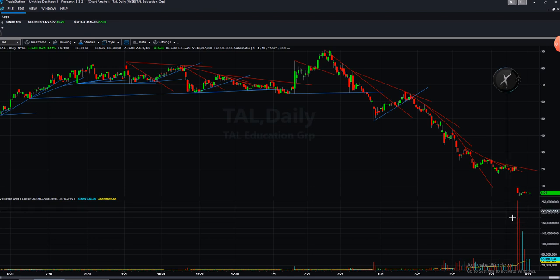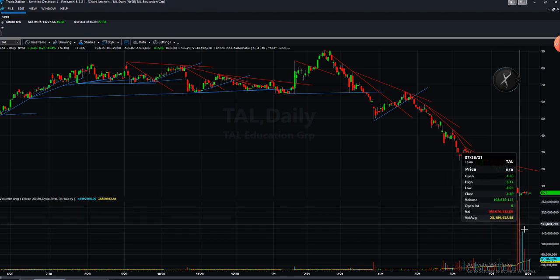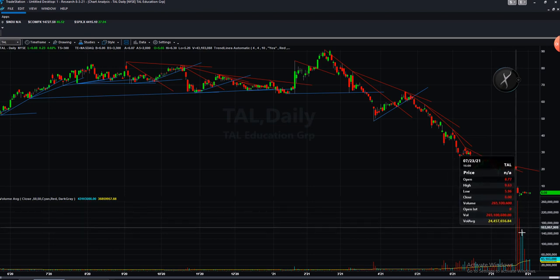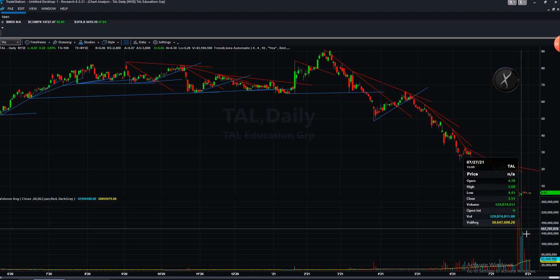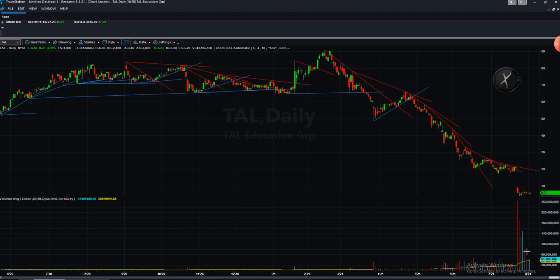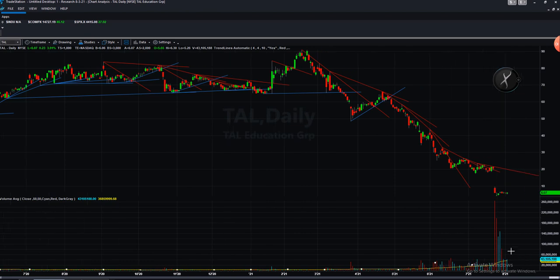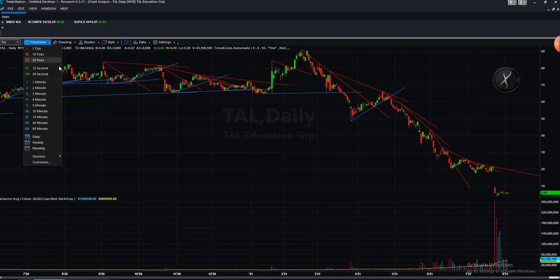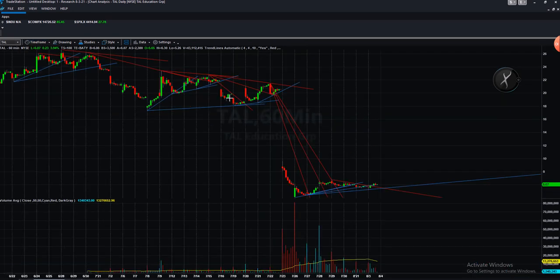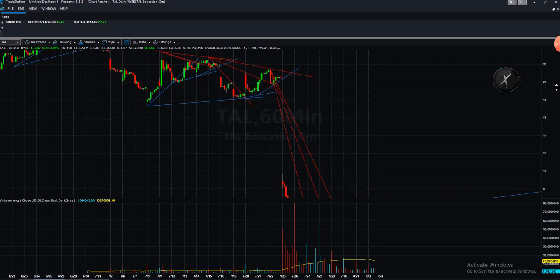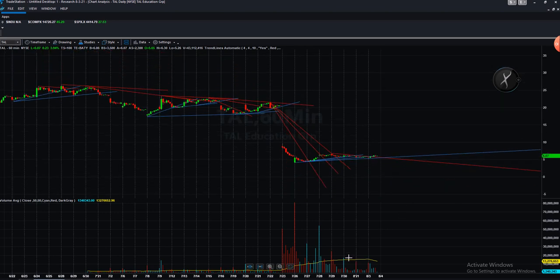Huge selling volume with those red days. The good thing is after that we have huge days where there was buying volume. So what I'm going to do is make the chart a little better with the 60-minute time frame instead.